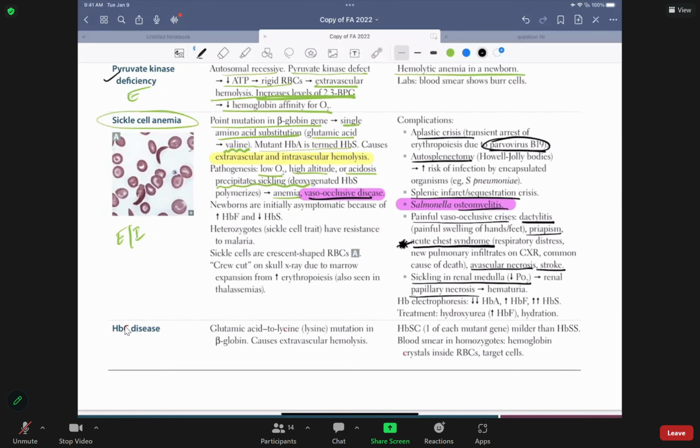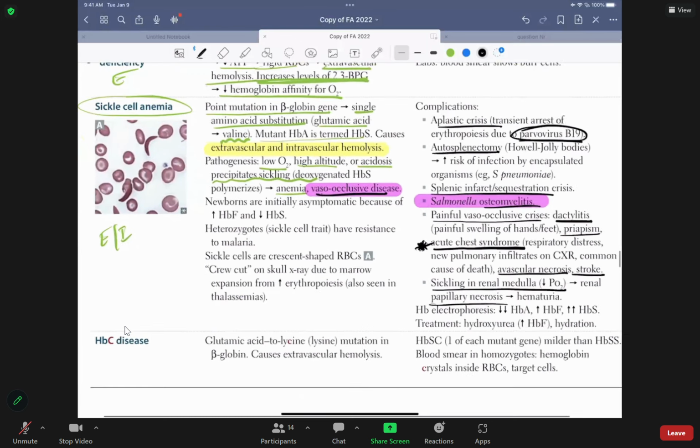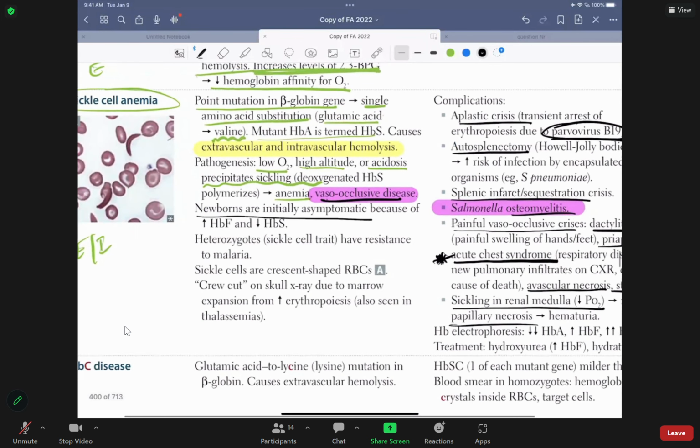Does everybody understand the problem? Okay, so as long as you keep them with a good oxygen level and good hydration, nothing will happen, okay? Now, newborns are initially asymptomatic because newborns have fetal hemoglobin. Sickle cell disease does not affect fetal hemoglobin, okay? Which means for the first 6 months, they shouldn't have any symptoms, and the problem starts afterwards.